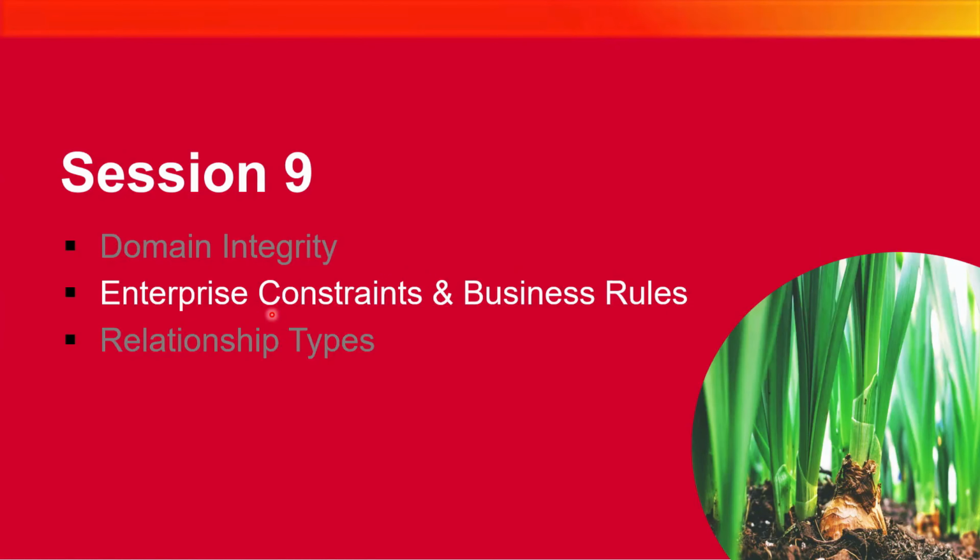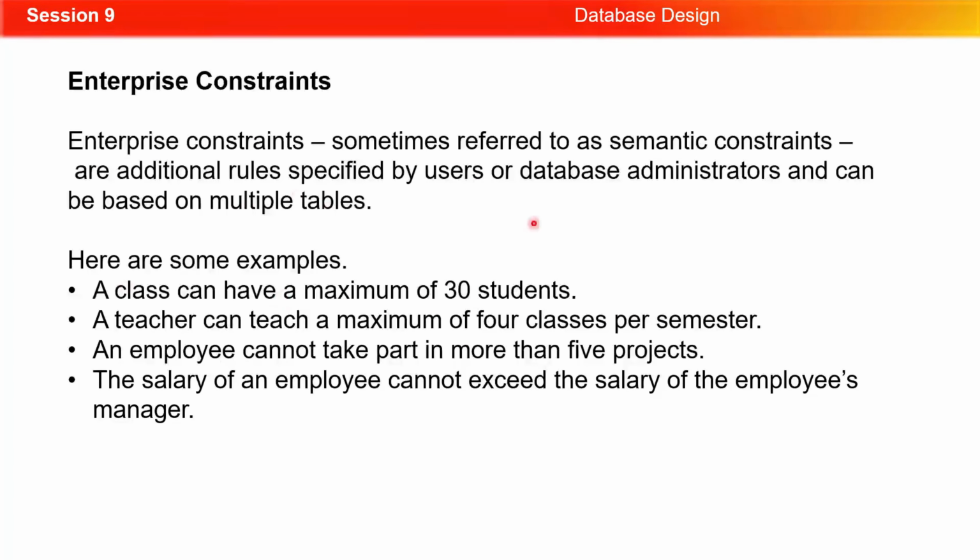We are still in session 9, and in this video we are going to discuss enterprise constraints and business rules. Enterprise constraints are sometimes referred to as semantic constraints, and they are additional rules specified by the enterprise. We get these rules from users, business analysts, or even database administrators, and they can be based on or enforced on multiple tables. So these are the rules of the enterprise that we look to model into our database.